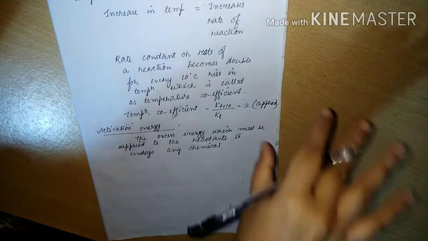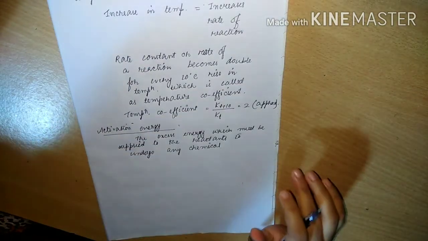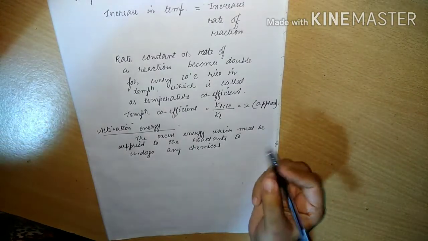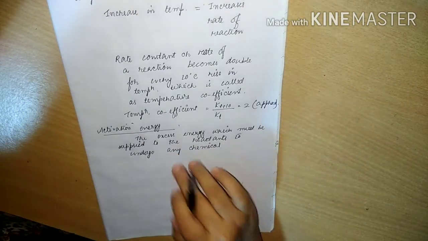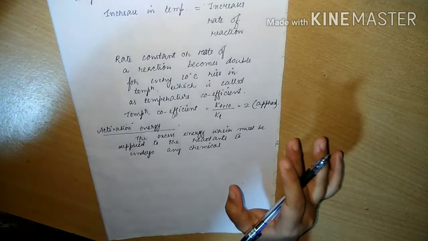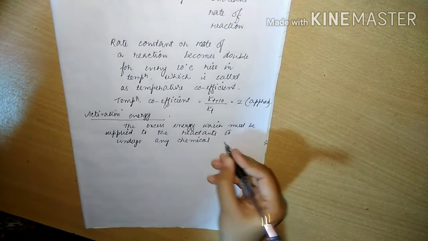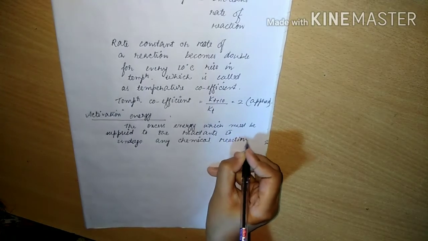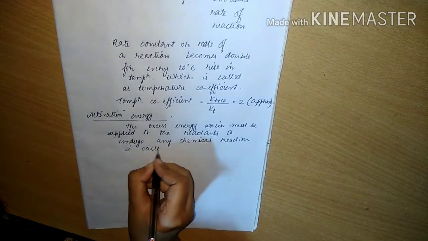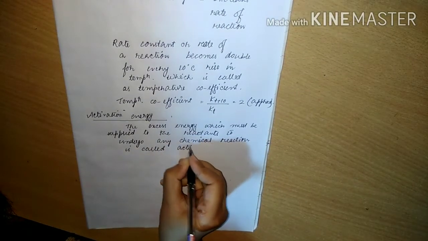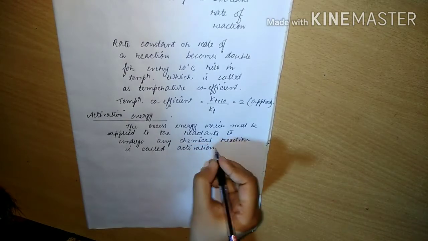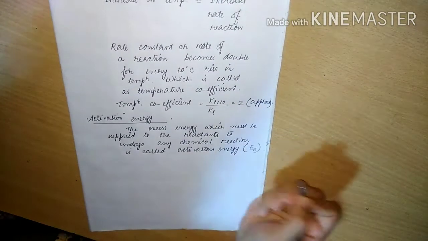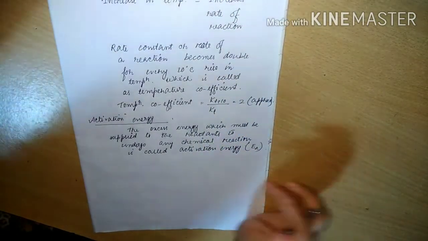তো যেটা excess energy দেওয়া হয়, that may be over and above the average energy. ওইটা থেকে বেশি হলে যেটা হবে ওইটা হলো activation energy. So activation energy is the excess energy which must be supplied to the reactants to undergo a chemical reaction, and it is represented by E suffix A.